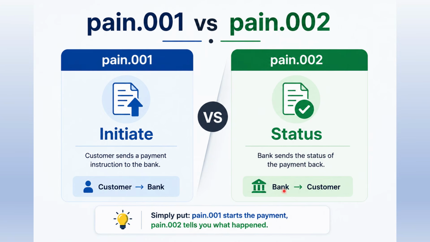For example, a customer submits a payment instruction using pain.001. The bank processes that instruction and can provide a status using pain.002. So, pain.001 is the instruction. Pain.002 is the status report. This simple relationship is one of the most important concepts to remember.